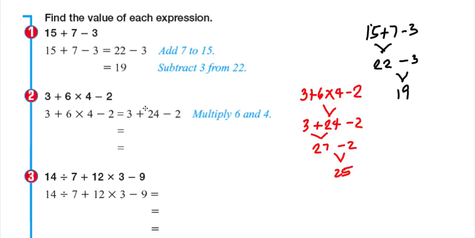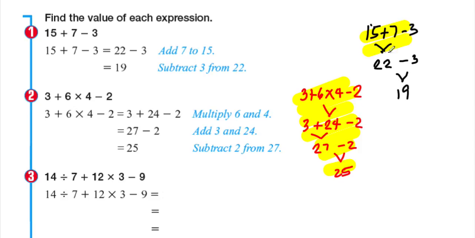Okay, you do your multiplication first. That's how you got 24. And then you add 3 plus 4. That's how you got 27. And you end up with 25. And this is the way it should be done in your notebook. The arrows will help a lot in trying to organize your work when you're doing order of operations.